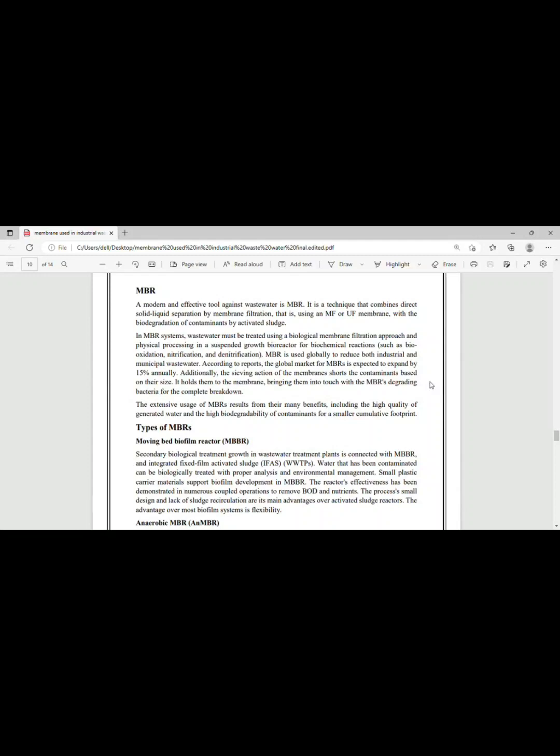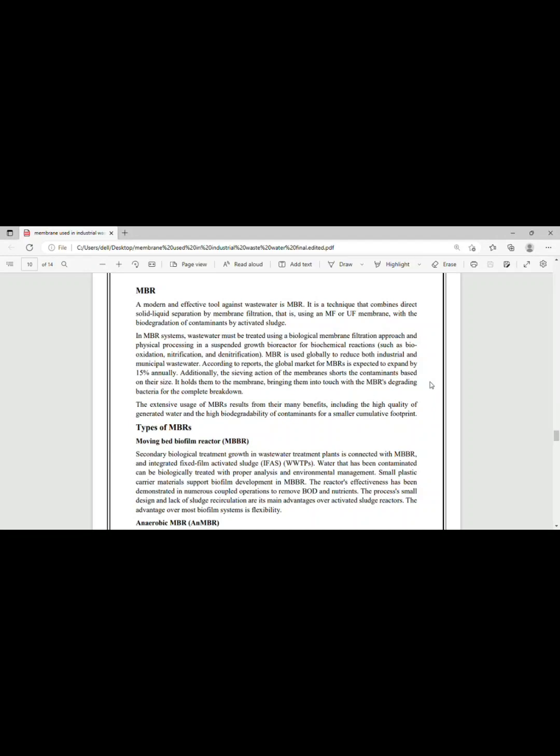It is a technique that combines direct solid-liquid separation by membrane filtration, that is using an MF or UF membrane, with the biodegradation of contaminants by activated sludge. In an MBR system, wastewater is treated using a biological membrane filtration approach and physical processing in suspended growth bioreactors for biochemical reaction. It is used globally to treat both industrial and municipal wastewater. According to reports, the global market for MBR is expected to expand by 15% annually.